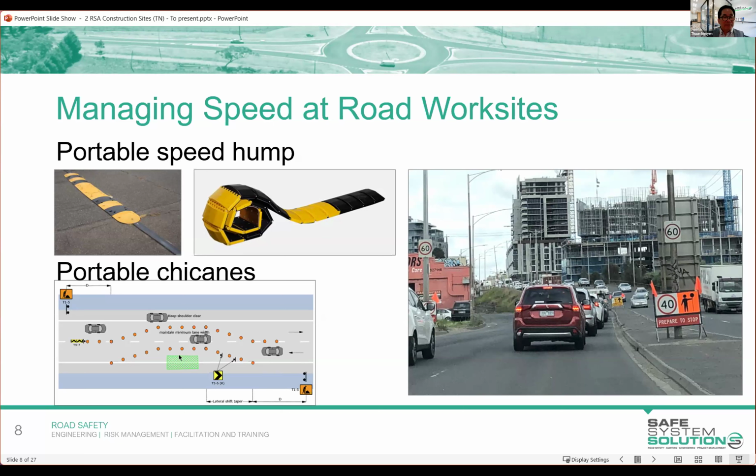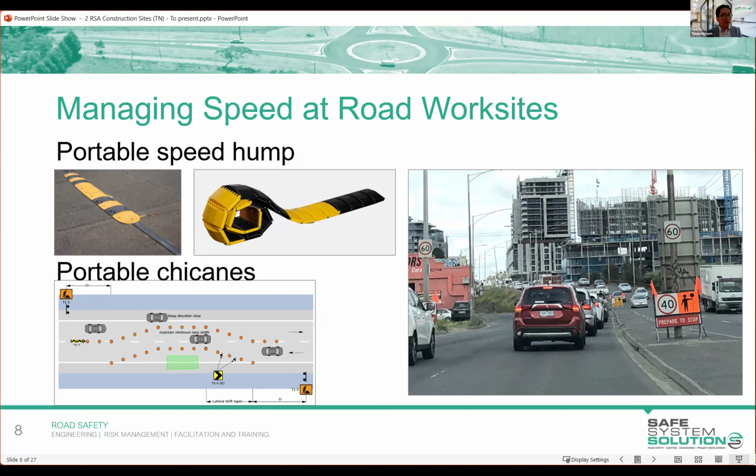So this is not the best picture because this is an actual construction site, but you can introduce a deviation on the road itself, forcing motorists to slow down and navigate through the work site. This way you ensure that people do slow down.